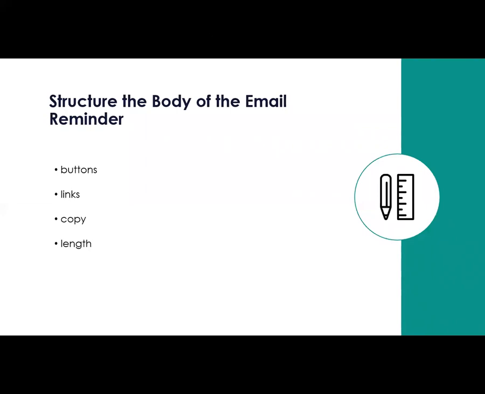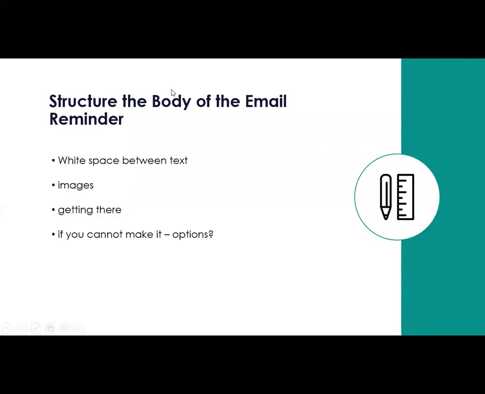A few things here that are visually appealing are things like buttons and links in bold or in a different color, the copy, of course, and the length of the email. And then a few other things to consider are things like having white space between the text, and images. It doesn't have to be too many, just maybe a few. You don't want to be too distracting.